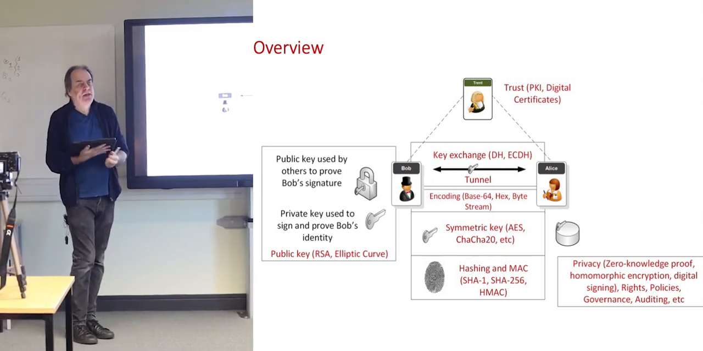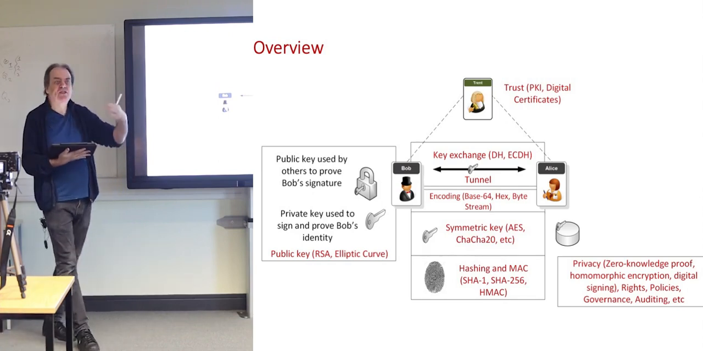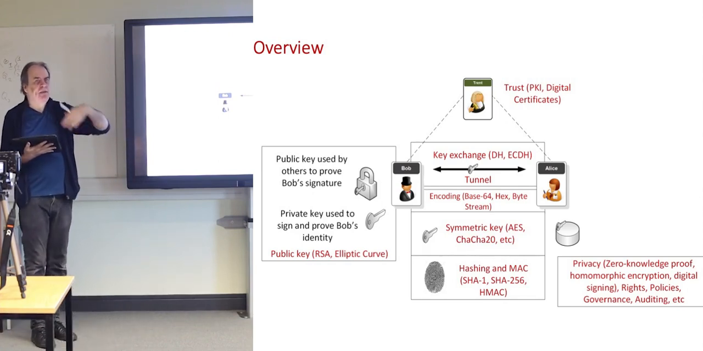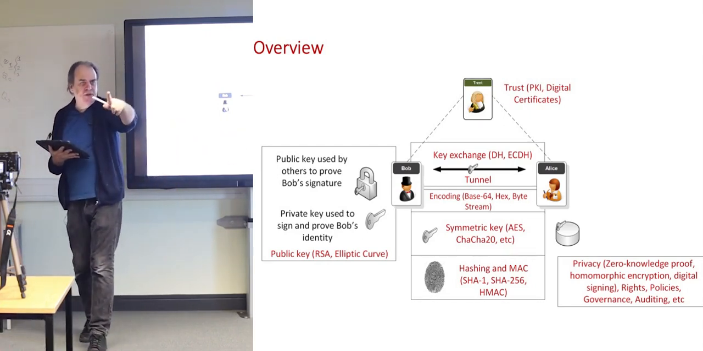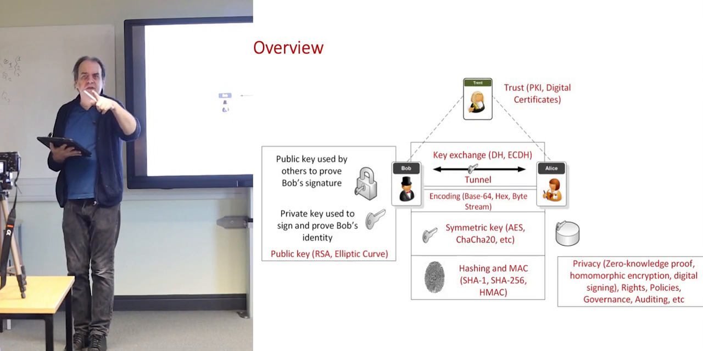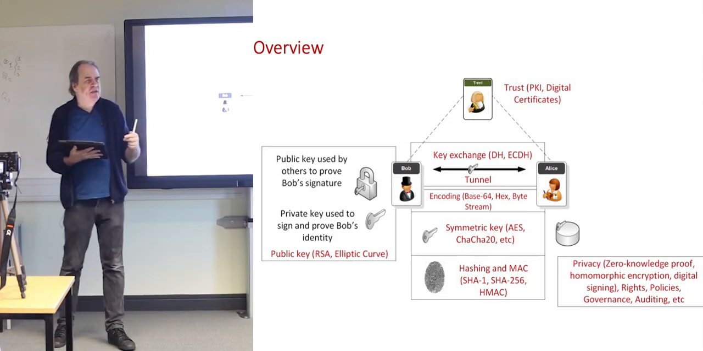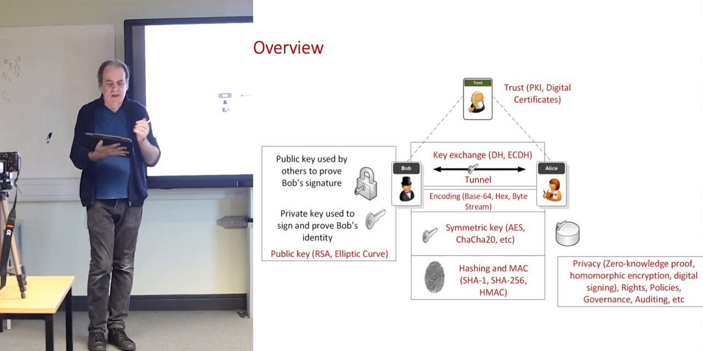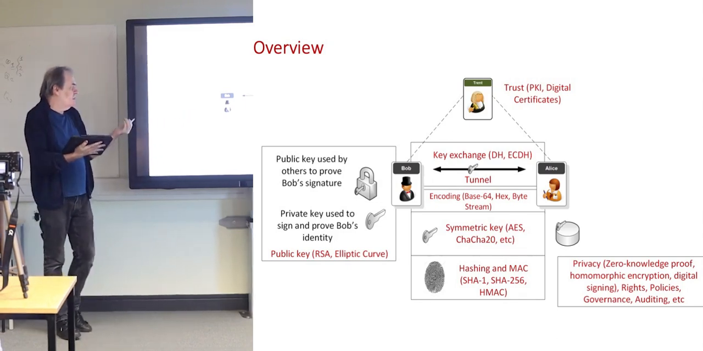ChaCha20 is another one. It's what's called a stream cipher. Streams are so much faster than what are called block ciphers. AES is a block cipher, needs a lot of memory and so on. Stream ciphers like ChaCha20, probably when you're connecting to Google, you're not using AES, you're using ChaCha20 because it's much faster and more efficient. So we create a key, we create our tunnel, and we create our encryption.